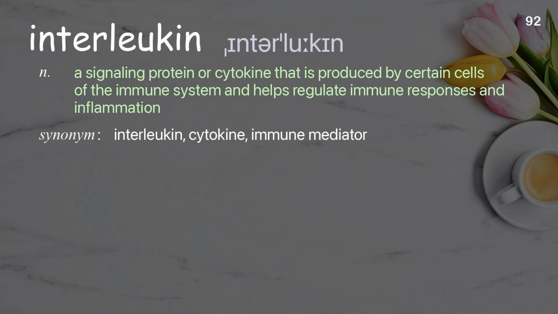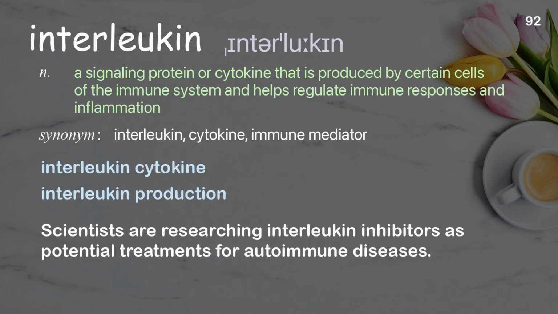Interleukin. A signaling protein or cytokine that is produced by certain cells of the immune system and helps regulate immune responses and inflammation. Examples: Interleukin cytokine. Interleukin production. Scientists are researching interleukin inhibitors as potential treatments for autoimmune diseases.